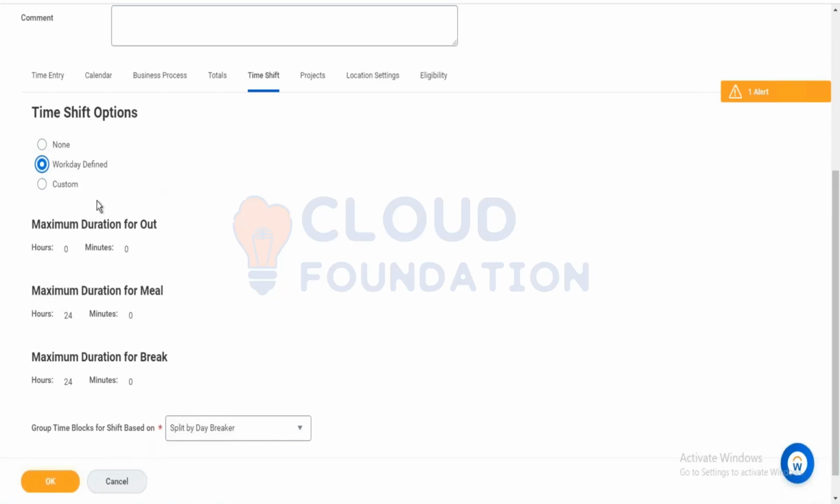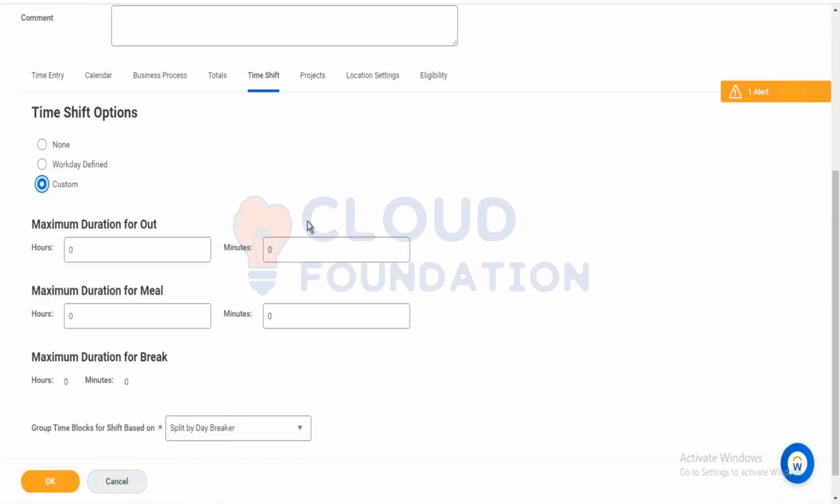But now, in order to make it more dynamic, you can create conditions like the maximum out time would be 12 hours. The maximum meal time will be 1 hour, not more than that. Otherwise it would create problems at the end of the day.